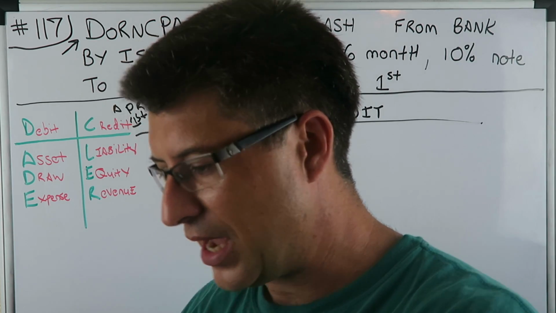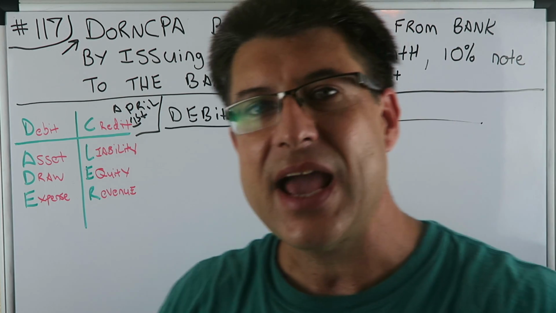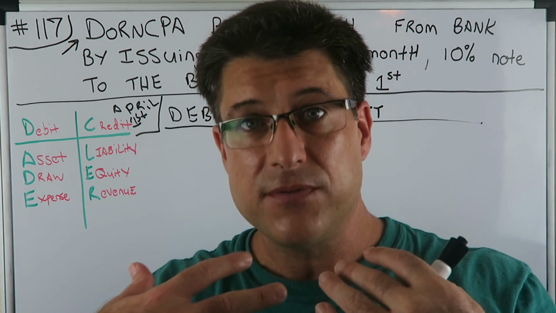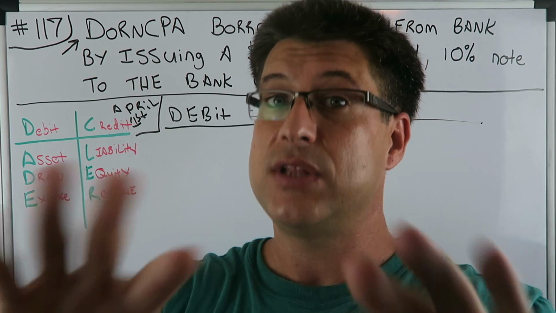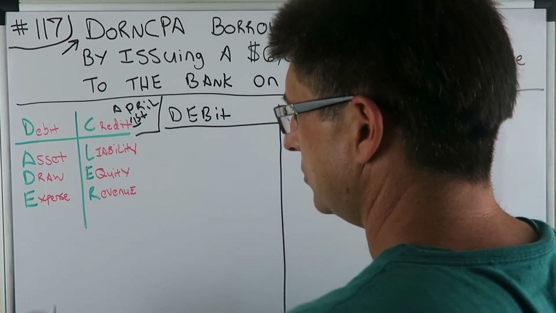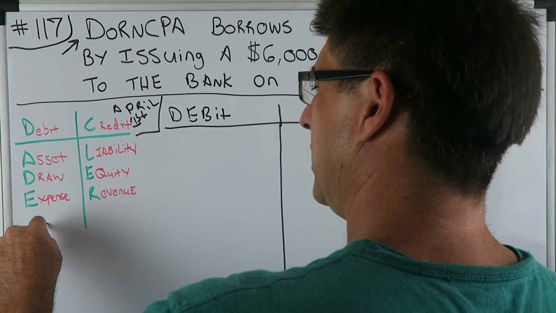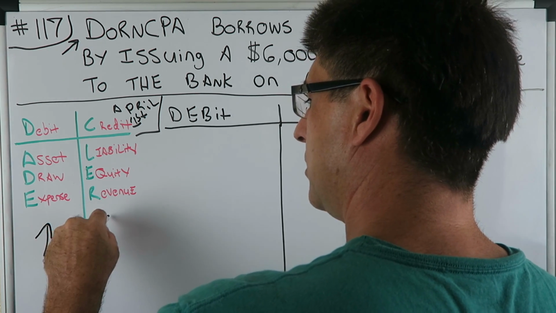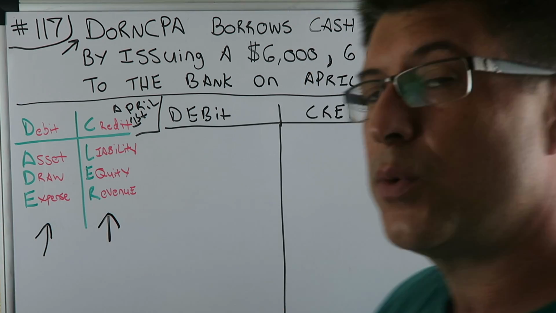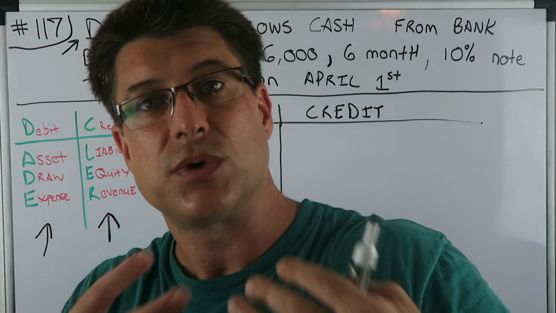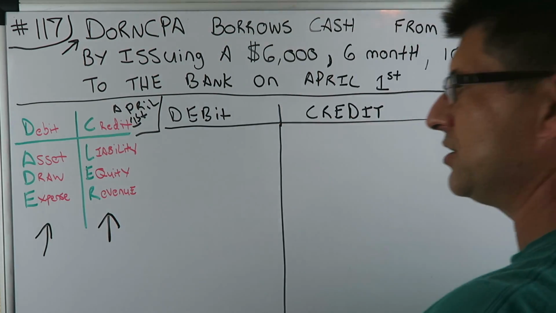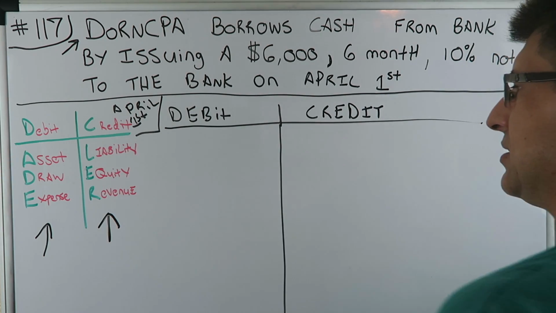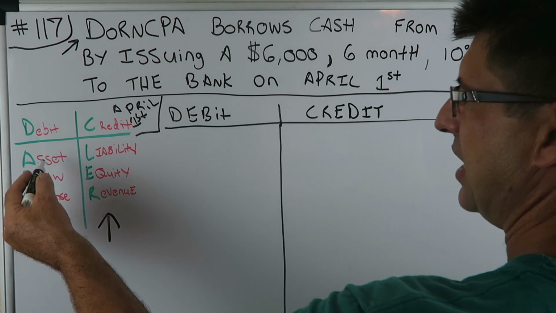We're borrowing cash. Are we getting cash? If we're borrowing from somebody, are we having more cash or less cash? We're borrowing cash, so we're receiving cash, we're getting cash. Cash is an asset, okay? Cash is probably one of the very most common assets. So we have cash, it's an asset.